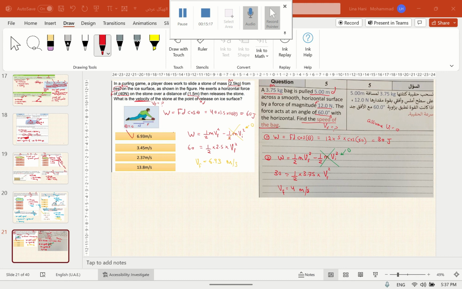But the difference between the ministry question here and the question that I gave you in the exam is that my question has 2 branches, while the ministry question is just 1 branch. But you still have to follow the same process. You have to find the work first, and then use the work kinetic energy theorem to find the final velocity.